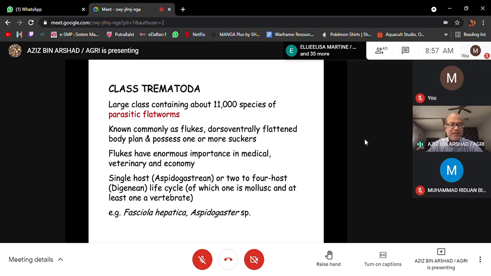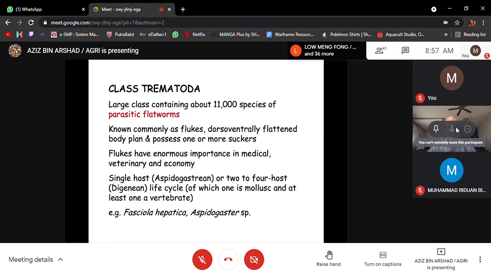In Trematoda, they are divided based on the host. If it is one host, it's called Aspidogastria. If there is more than one host, it's called Digenea. In the case of Digenea, they have at least one mollusk and another one vertebrate. Mollusk is an invertebrate, like a snail, and vertebrate here means fish.